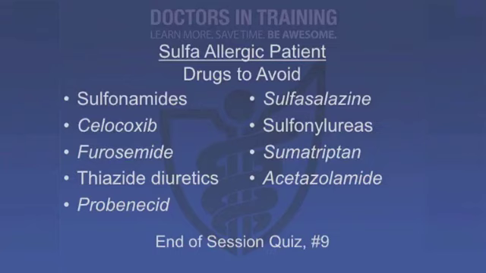Sulfonylureas, again, sulfonylureas. These are drugs used to treat type 2 diabetes. Sumatriptan, which is used to treat migraines. And acetazolamide, which is another diuretic. It's a carbonic anhydrase inhibitor, and it's often used for glaucoma. So all these drugs can cause sulfa allergies, and you should avoid them in patients who have a known sulfa allergy.